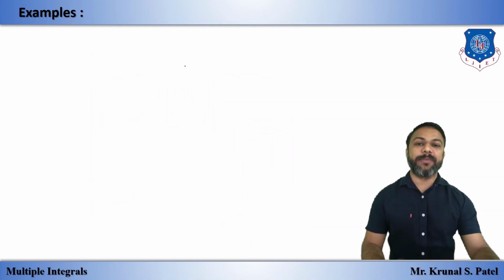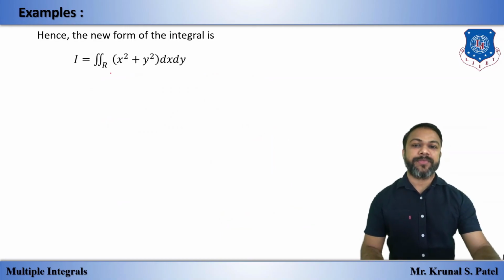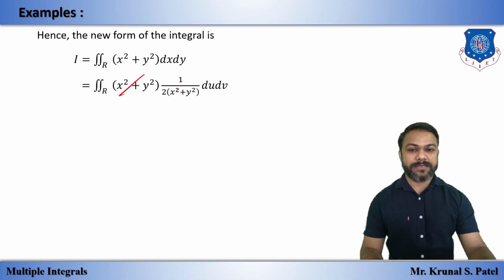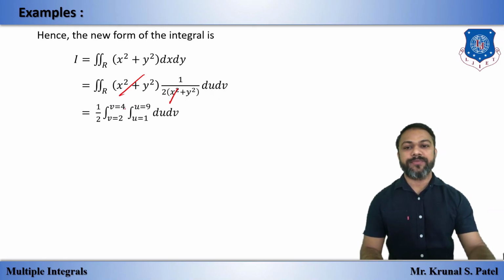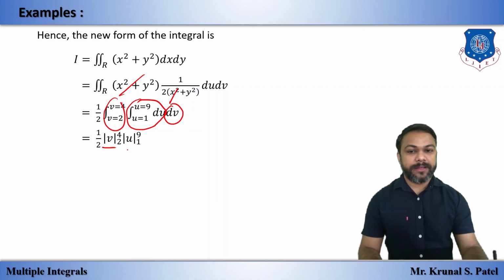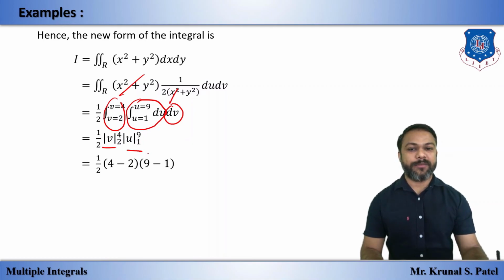Putting these limits into the given integral, we have this cancelled out, so 1 by 2 du dv, and these are the limits of u and v. First we integrate with respect to u, then with respect to v. Both limits are constant and there is only 1 inside, so we can separate the integration as we have seen. Integration of 1 with respect to v is v, integration of 1 with respect to u is u, limits 2 to 4 and 1 to 9, so upper minus lower: 4 minus 2 is 2, 9 minus 1 is 8. The 2s cancel out, so your final answer is 8.